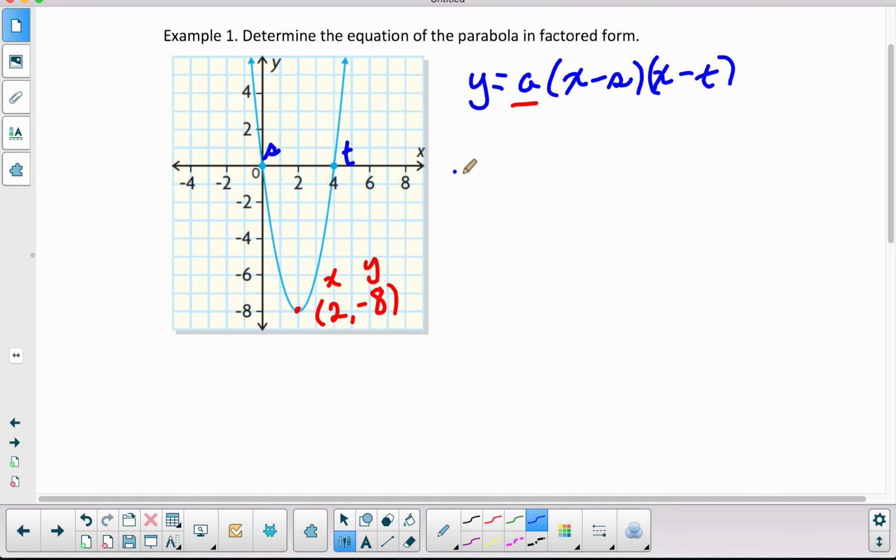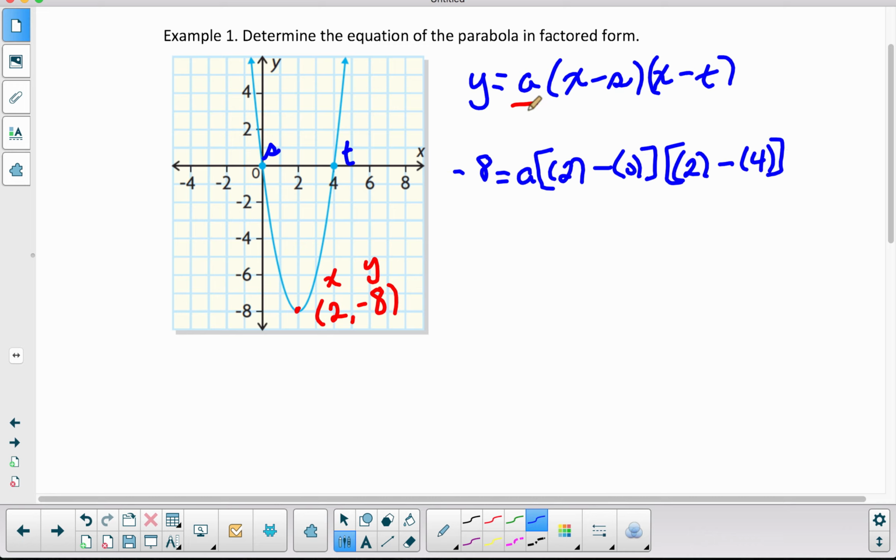So y is -8, and because we're subbing into x's inside brackets, I'm going to use square brackets on the outside. So we have our x value is 2, minus s is 0, and our x value is 2, and our t value is going to be 4.